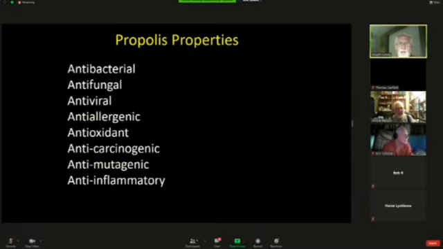So they have antibacterial, antifungal, antiviral properties. So that's why they coat everything in the hive, so the hive can not receive infections, or at least have reduced chance of infection. And then it has these other properties which are very beneficial to people: anti-allergy, antioxidant, anti-carcinogenic, meaning preventing cancer, anti-mutagenic, meaning preventing mutations in DNA, and anti-inflammatory. So it's amazing. So these things have medicinal qualities as well.